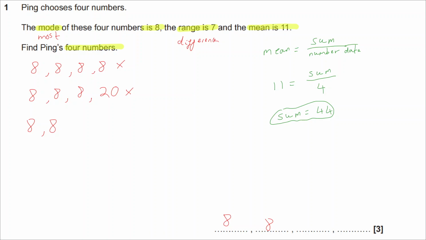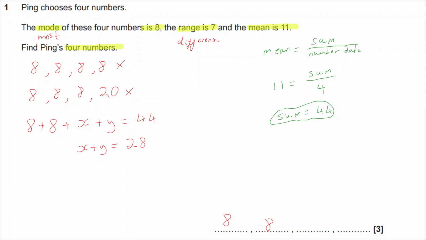Now, we also know that the numbers add up to give you 44. So 8 plus 8 plus two other numbers, x and y, is going to give you a total of 44. If I do 8 add 8, which is 16, and bring it onto this side, we can say that x plus y must be equal to 44 take away 16, which is going to give you 28.